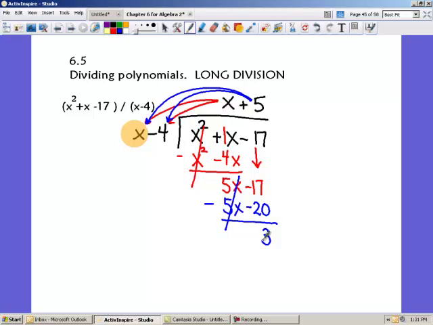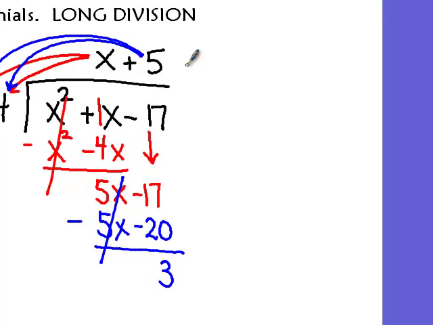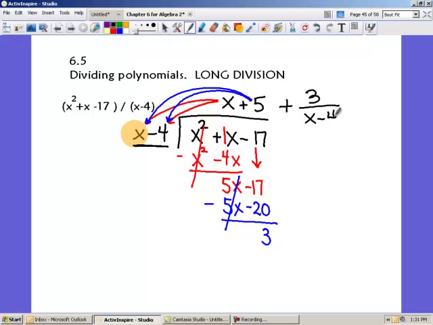Okay, now because there is nothing left over here to pull down, we're going to treat this 3 as a remainder. So we're going to put plus 3 is our remainder, and you put it back over all of this, so x minus 4. So this x plus 5 plus that remainder is your answer when you do long division.